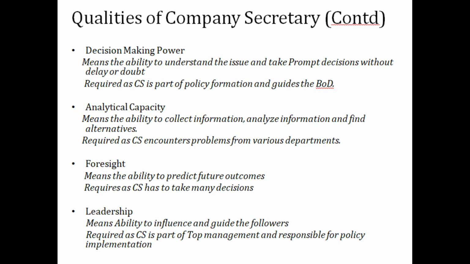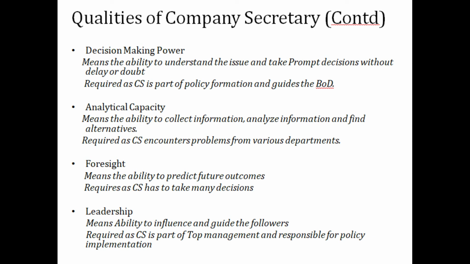Next is decision making power. The CS will be guiding the BOD on various issues from policy making to rules and regulations, etc. And it is possible that during a meeting the board of directors may suddenly call for an opinion of the CS. So the CS at that time should be able to identify the information, should be able to gather the information, think about all the alternatives and make a decision.